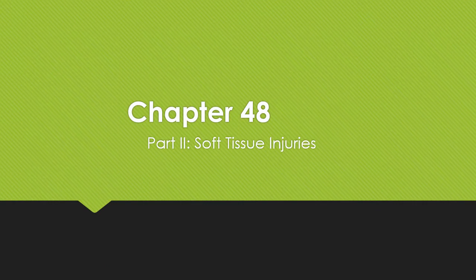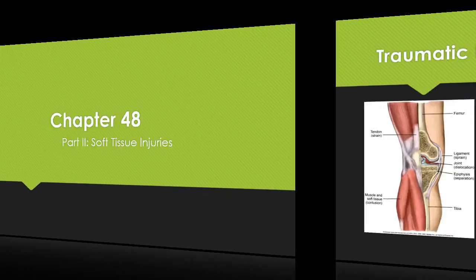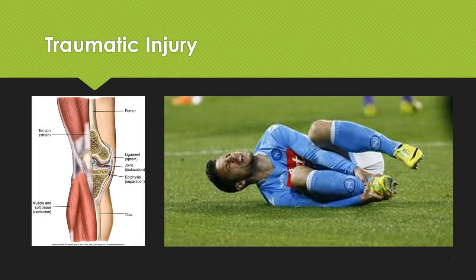Welcome to Chapter 48, Part 2, Soft Tissue Injuries. Let's talk about traumatic injury. Injuries to the soft tissues, muscles, ligaments, and tendons typically occur during play or sports.